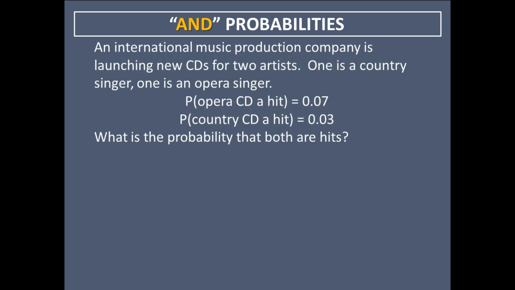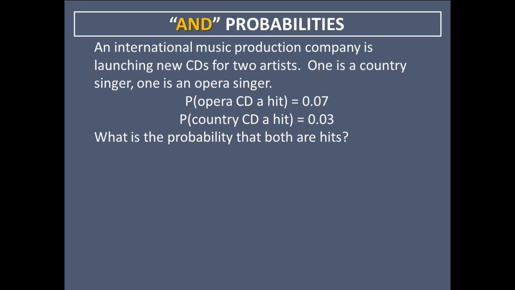So a couple examples. Here we have a company launching 2 new CDs, one for a country singer and one for an opera singer. We have the probability that the opera CD is a hit is 0.07. The probability of the country CD being a hit is 0.03.